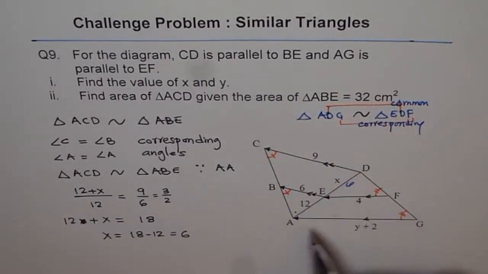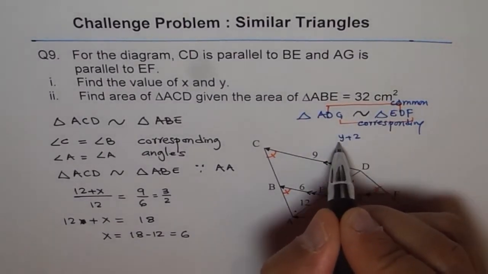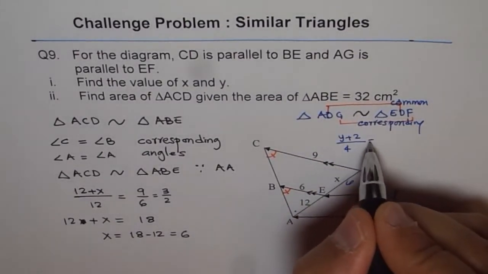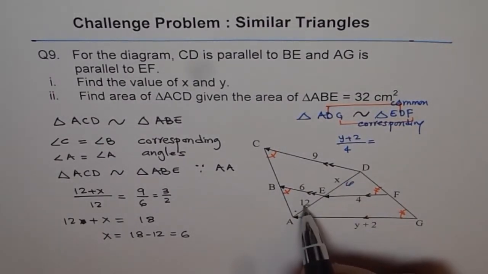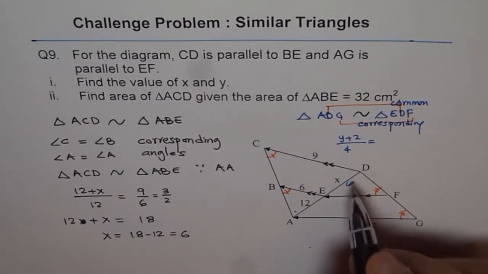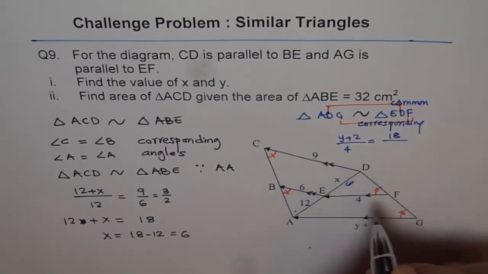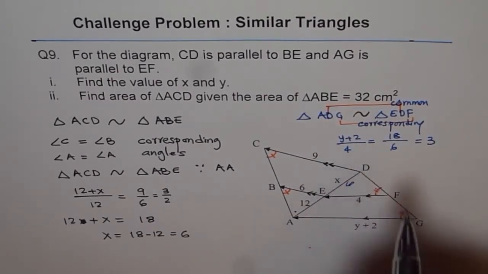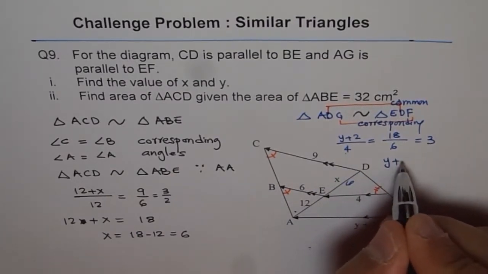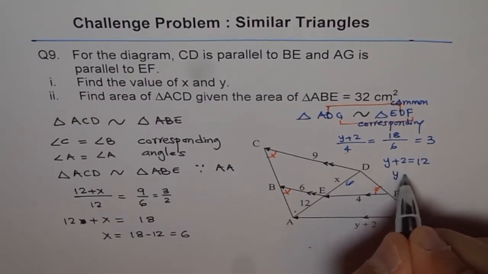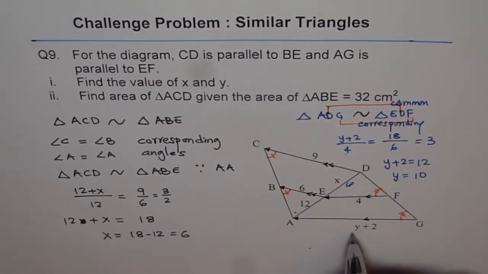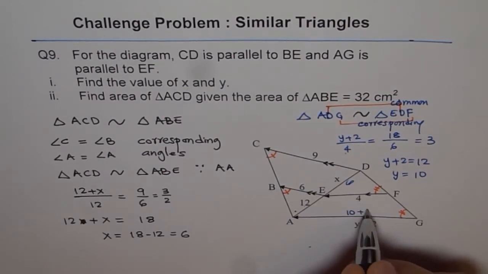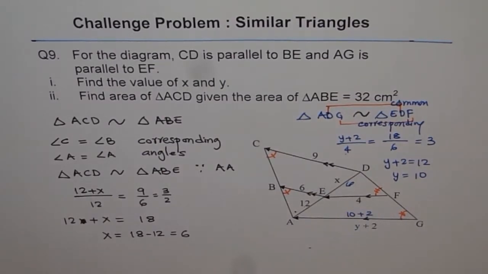Since they are similar, ratios of the sides will be constant. And now we need to find y plus 2. So we can write this as y plus 2 divided by 4 is equal to, in the big triangle, this side is 12 plus 6, 18, right? 18 divided by, in the small triangle, it is 6. And 18 over 6 is 3 for us, correct? So y plus 2 is equal to 4 times 3, 12. So we can write y plus 2 equals 12, or y is equal to 10. So we get the value of y, which is 10. So this side is 10 plus 2, correct? So we got our sides. That is, part 1 is done for us.